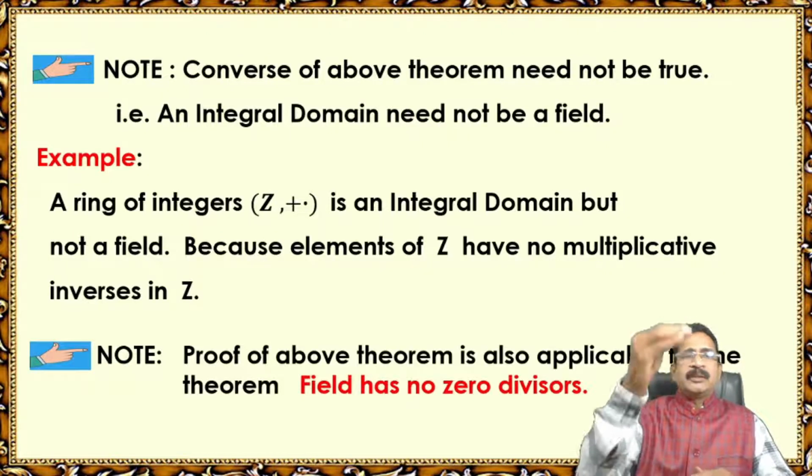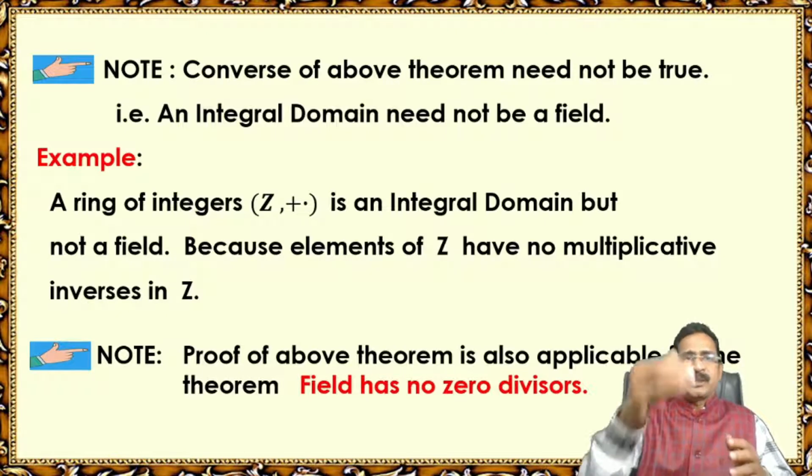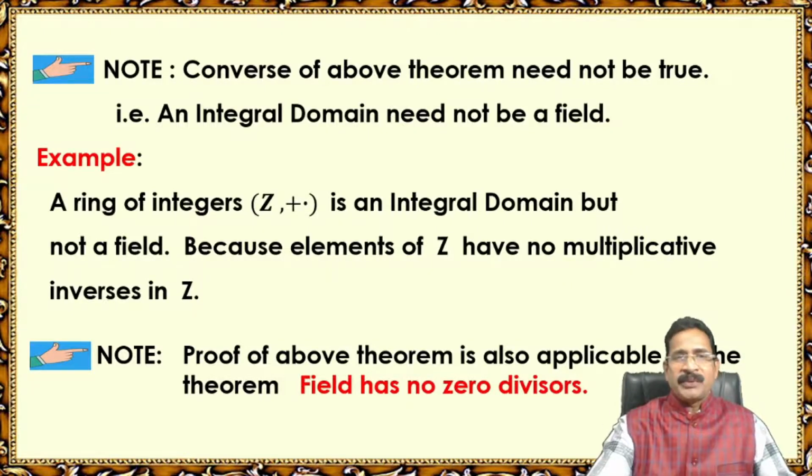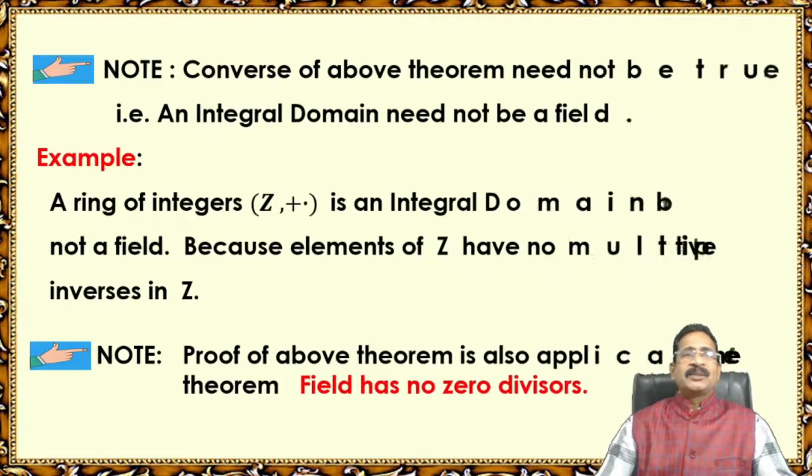And the proof of this theorem, every field is an integral domain, is the same as proving that a field has no zero divisors. If a theorem is given like this, a field has no zero divisors, you can just give the proof of it, and that also proves every field is an integral domain. That is enough. This is a one plus one offer. Right?